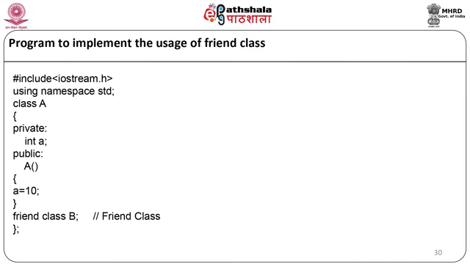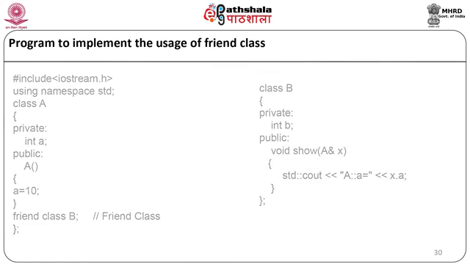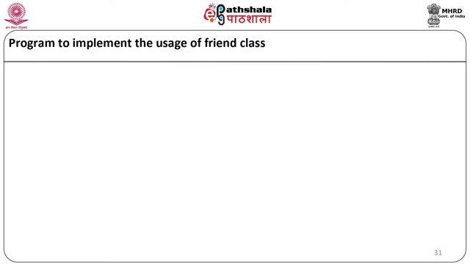Now we will define our class B. Class B, in the private section we will have int b. In public, we will have a member function as void show, and inside this we will take an object of class A as A& x. Here we will display the message as std::cout. The message will be A::a = x.a. Our function will end and our class will end.